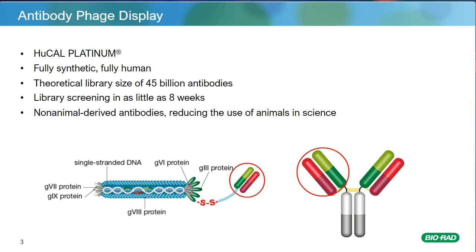For some background, antibody phage display is the method that we use to select and generate antibodies against our customers' antigens. To do this, we first need an antibody library, and ours is called the HuCal Platinum library. It's a fully synthetic, fully human library of highly diverse Fab antibodies, which equates to approximately 45 billion different clones. Because of this, we're able to describe our method as non-animal derived antibodies.